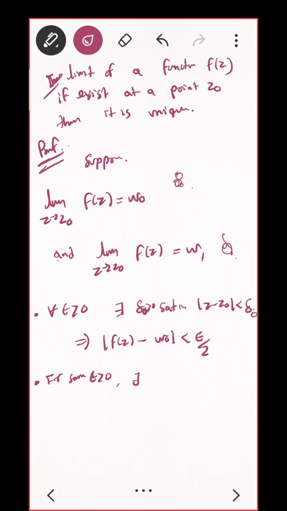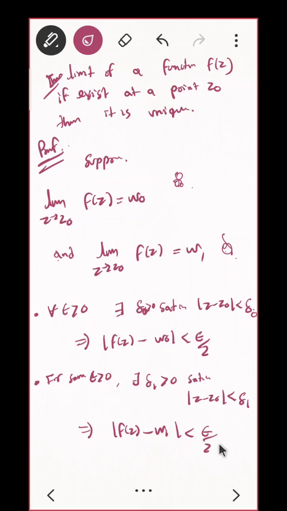Yeah, so what should I start with? For the same epsilon positive there exists delta 1 positive satisfying mod of z minus z naught less than delta 1 implies mod of f of z minus w1 is less than epsilon by 2. What next? We will say the next thing. Pratiksha, what now?